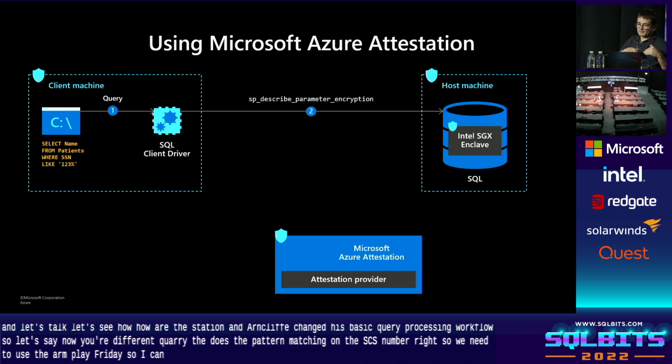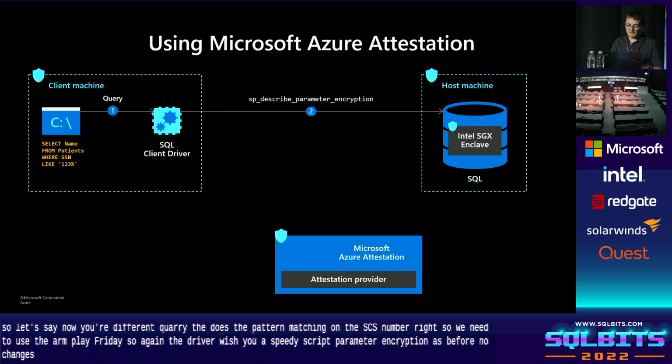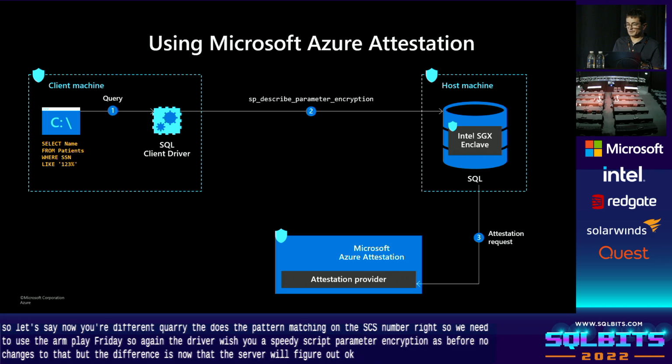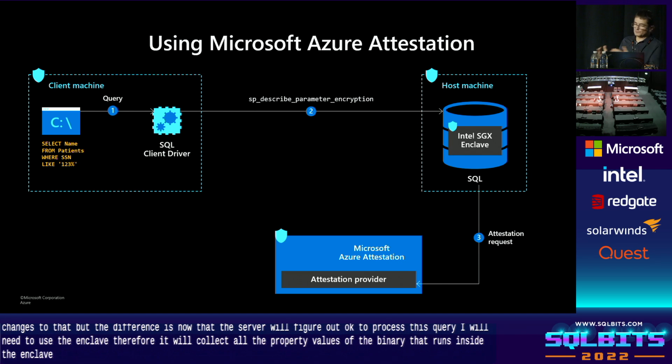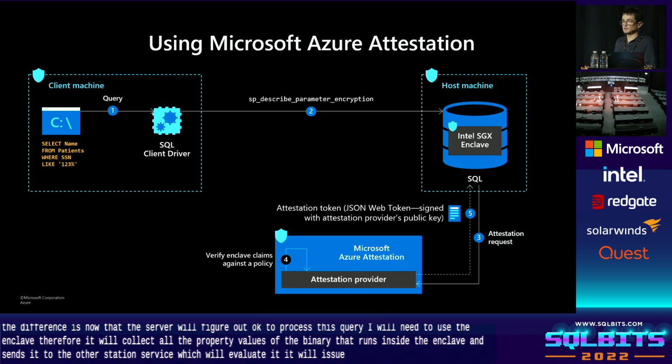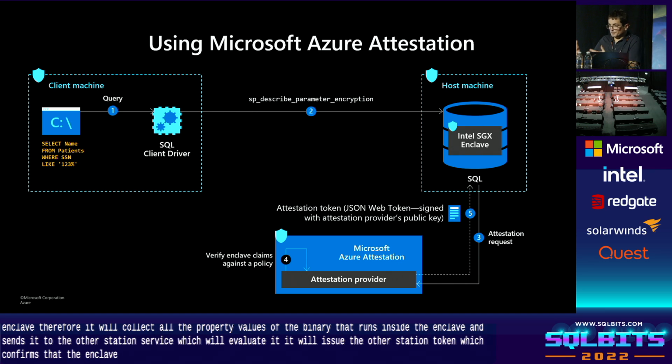Again, the driver will issue an SP-describe parameter encryption as before, no changes to that. But the difference now is that the server will figure out that to process this query, it will need to use the enclave. Therefore, it will collect all the property values of the binary that runs inside the enclave and send them to the attestation service, which will evaluate it. It will issue the attestation token, which confirms that the enclave properties meet the policy criteria configured in the attestation service.